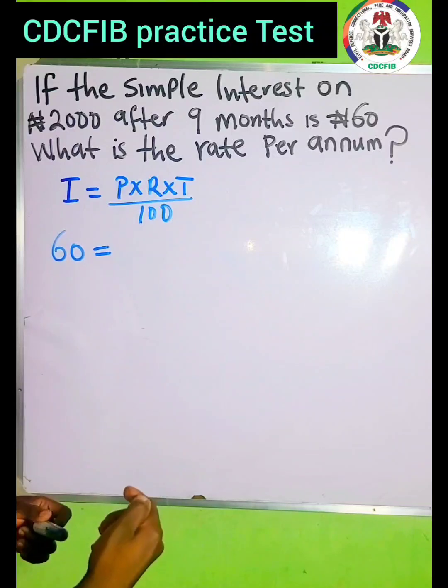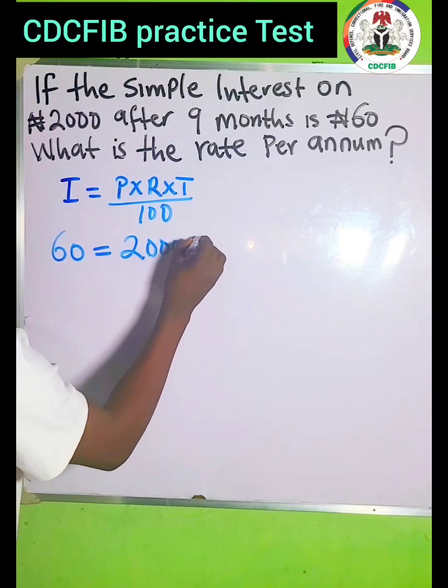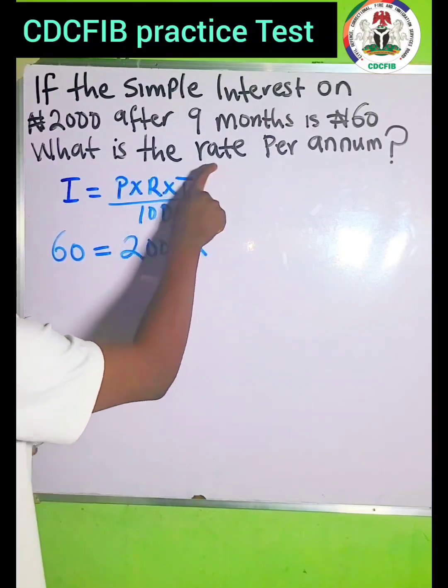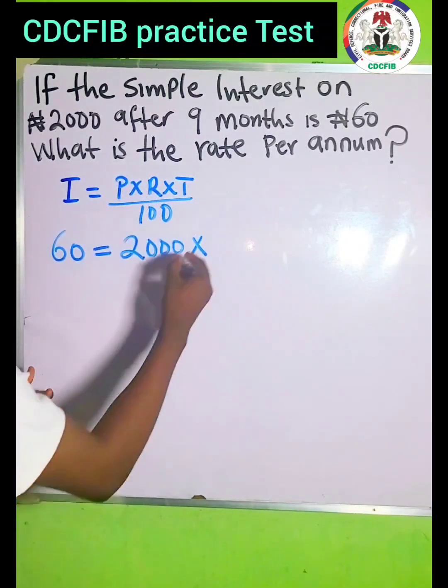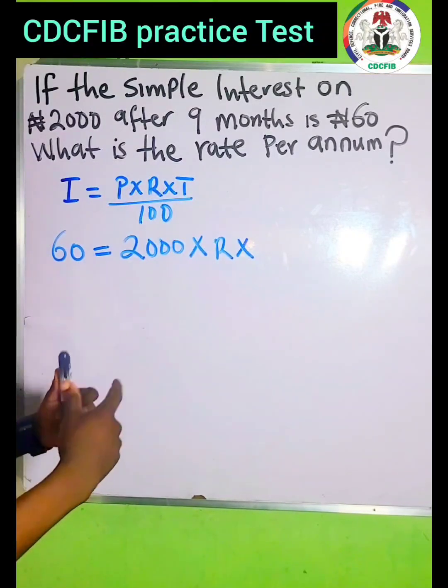Here is the actual amount, which is the 2,000 naira. So principal is going to be 2,000 naira, then multiply by the rate. Remember, at the last part of the equation, we are asked to calculate the rate per annum. So the rate is going to be constant. Then multiply by the time. Here is given in a year.